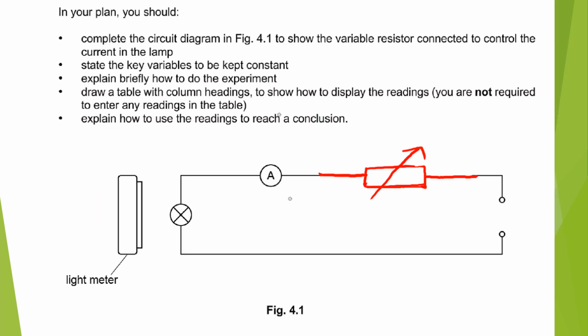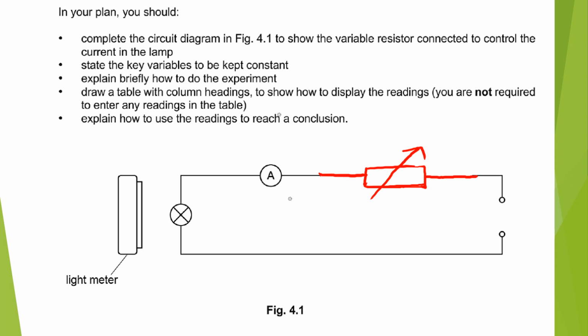In your plan, you should complete the circuit diagram in figure 4.1 to show the variable resistor connected to control the current in the lamp. In figure 4.1, there is an incomplete circuit. So we need the correct symbol of the variable resistor, and that should be drawn in the series connection. It is clearly shown with the red color. Just observe it.